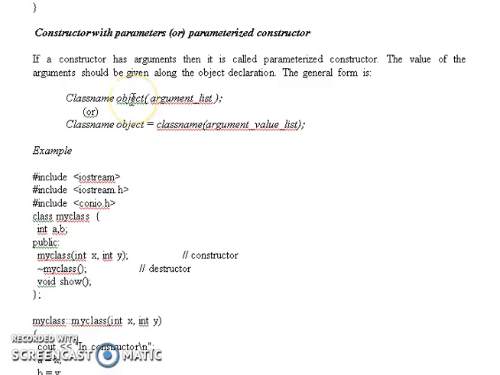When creating an object, you are supposed to use the argument list so that the values will be passed to the invoked constructor. Just see this example. This program is very similar to the earlier program, but with parameters. So this has MyClass. This is a constructor which has two parameters. One is x and another one is y. So a constructor with parameters is called a parameterized constructor.